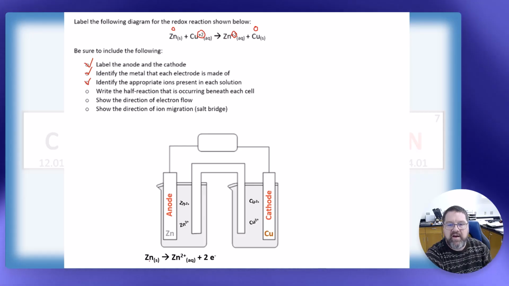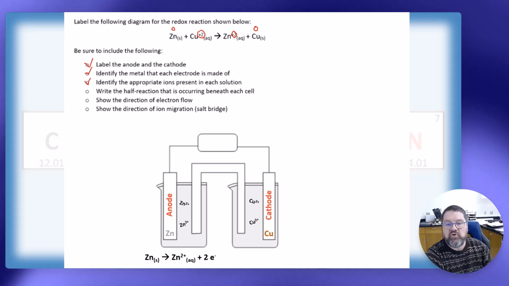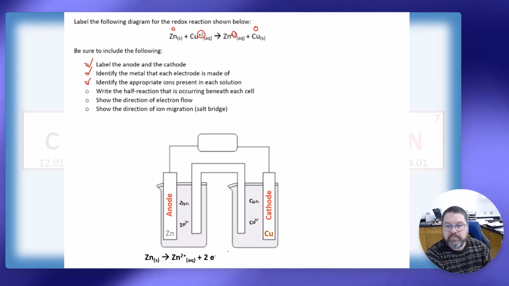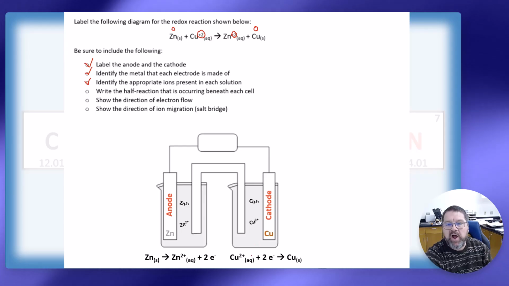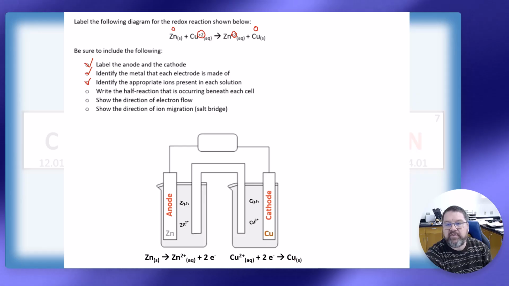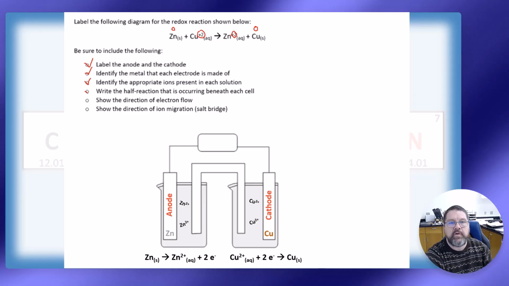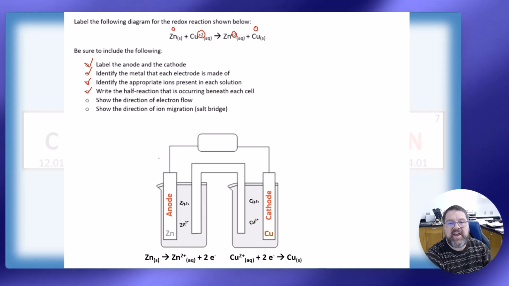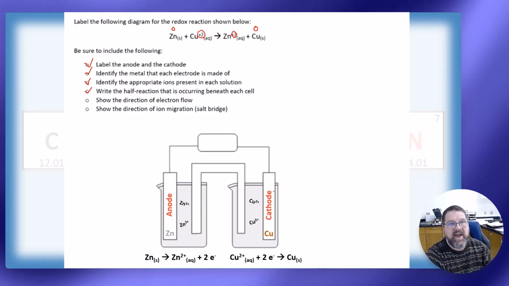Beneath that, you would have zinc solid going to zinc ion in solution, producing 2 electrons, so that's your oxidation. And then in the cathode compartment, you have the copper ion gaining 2 electrons and coming out as solid copper. So there's our 2 half reactions. The electron flow is always from the anode to the cathode, fat cat.